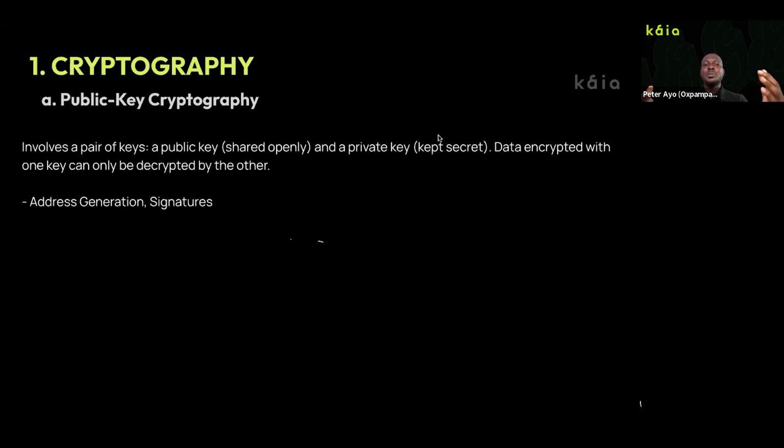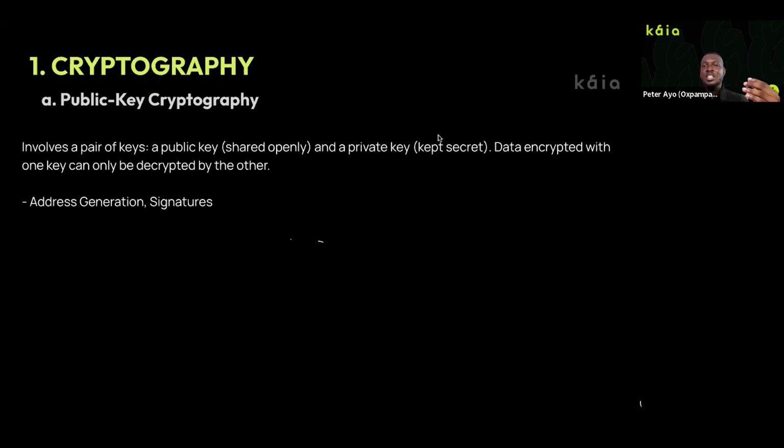Now, the number one way this is useful is address generation. All of the addresses that you see being generated on the blockchain, on Kaia, go through something called public key cryptography, right? And this is generated from your public key. That's one part. Also, we have digital signatures.